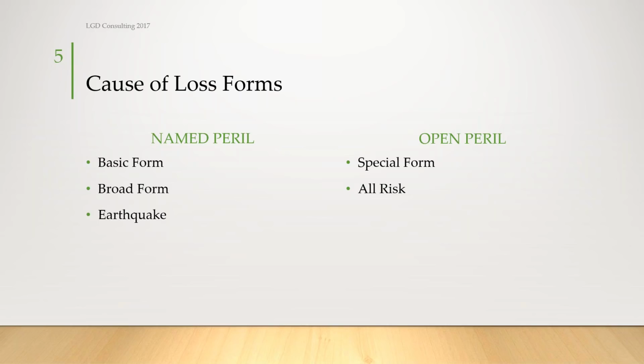Now, basic form has a few perils that it covers. Broad is still a named peril form. It just covers more named perils than the basic form would. Okay, and the earthquake peril basically covers earthquake.